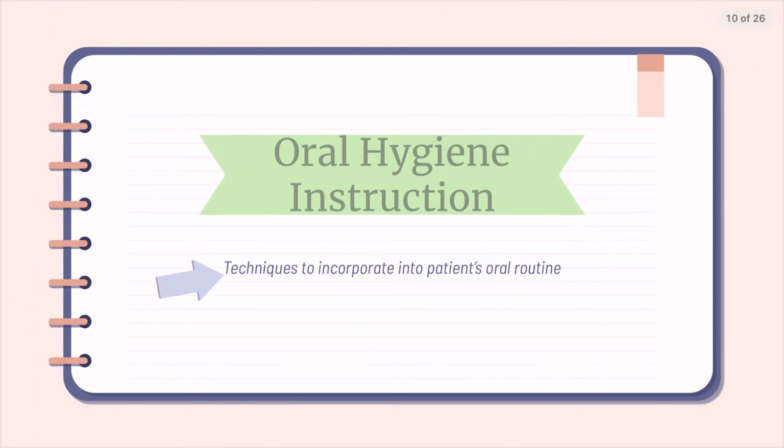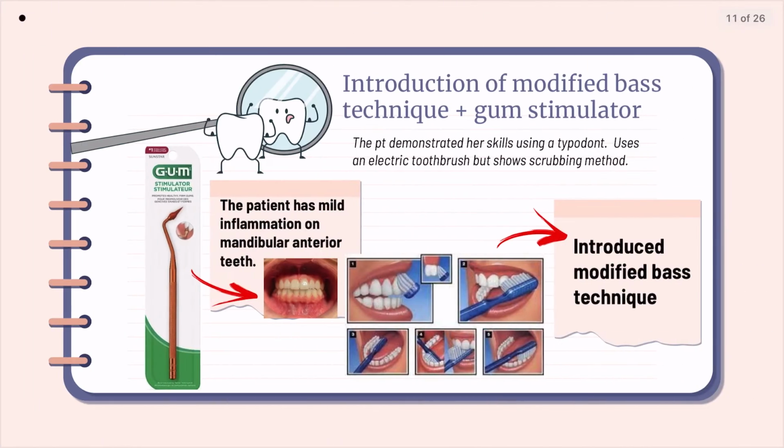When it comes to her oral hygiene instruction, I did recommend that she use a modified Bass technique and also a gum stimulator, because she did show her skills on a typodont and she does use an electric toothbrush, but she did show the scrubbing method. So I did introduce her and showed her how to use a gum stimulator because she does have mild inflammation on her mandibular anterior teeth.